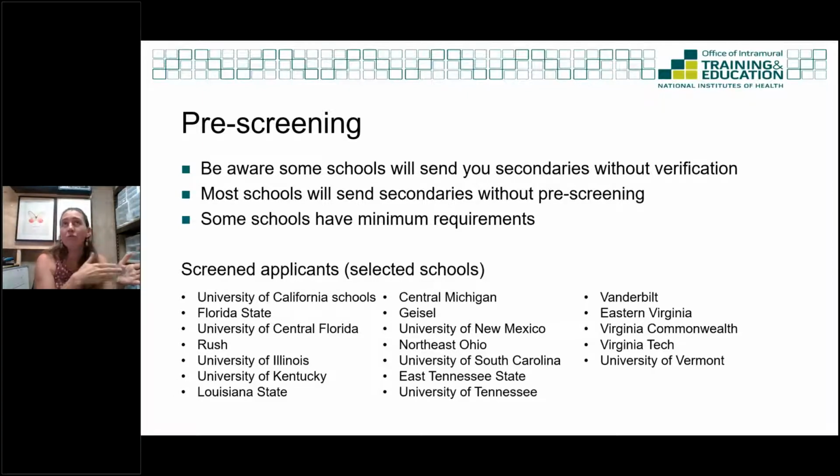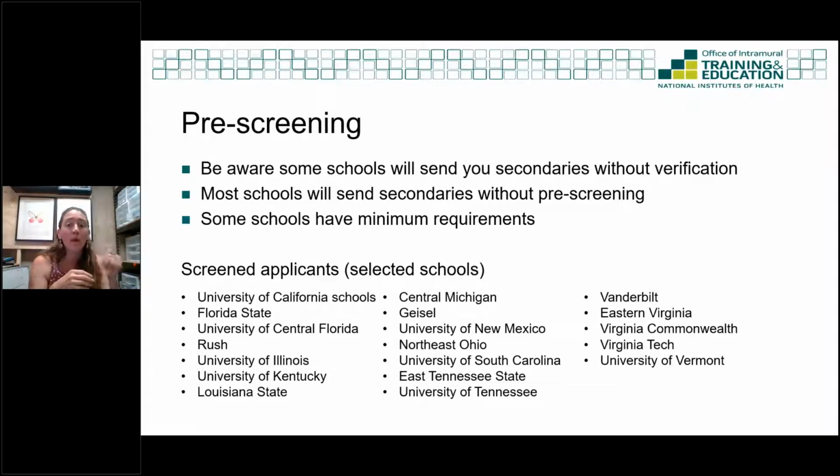So let's say you don't submit until after July 10th. Let's say you submit July 11th, so you haven't officially been verified yet. Some schools still might send you secondaries at that point without yet being verified. Some are going to wait till you're verified. Some just send them to everyone. So be aware of that in your timeline.